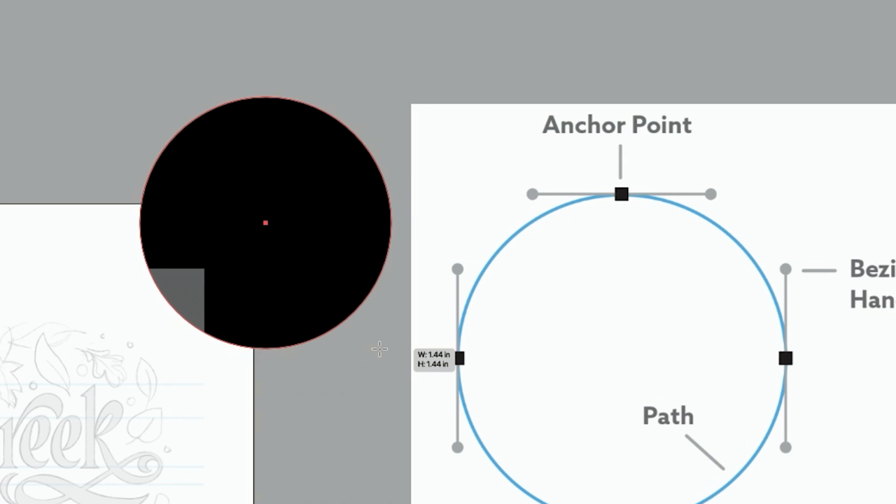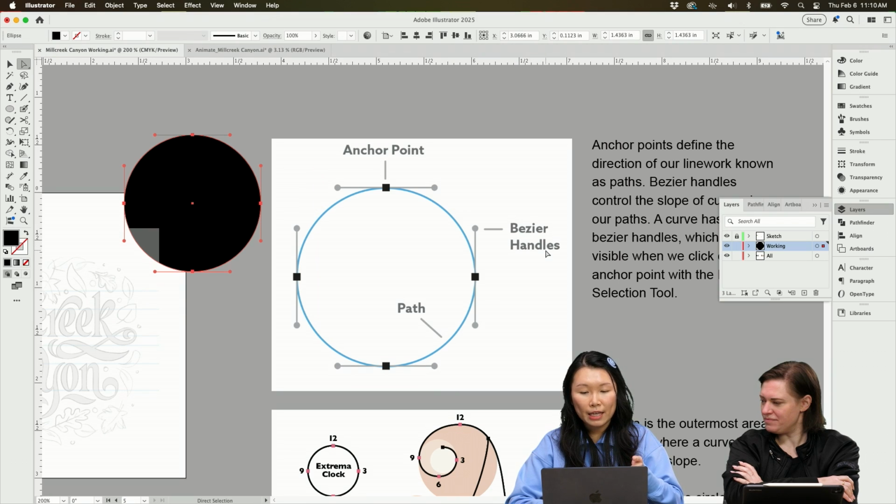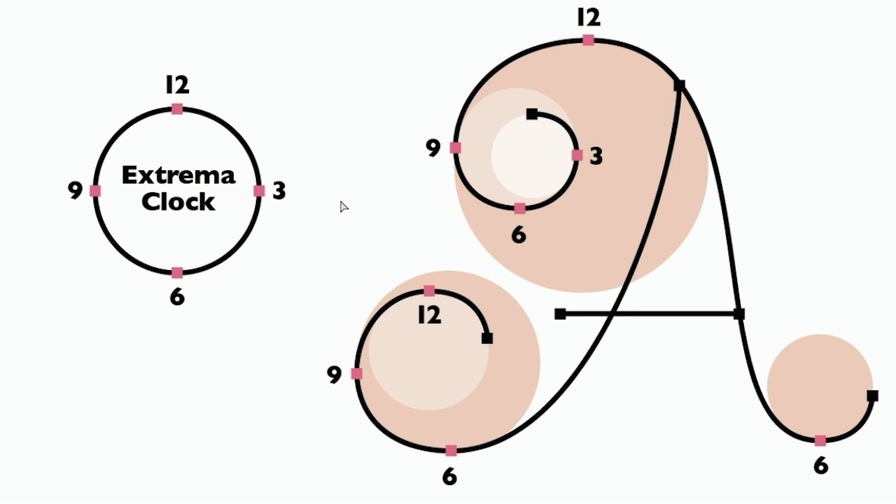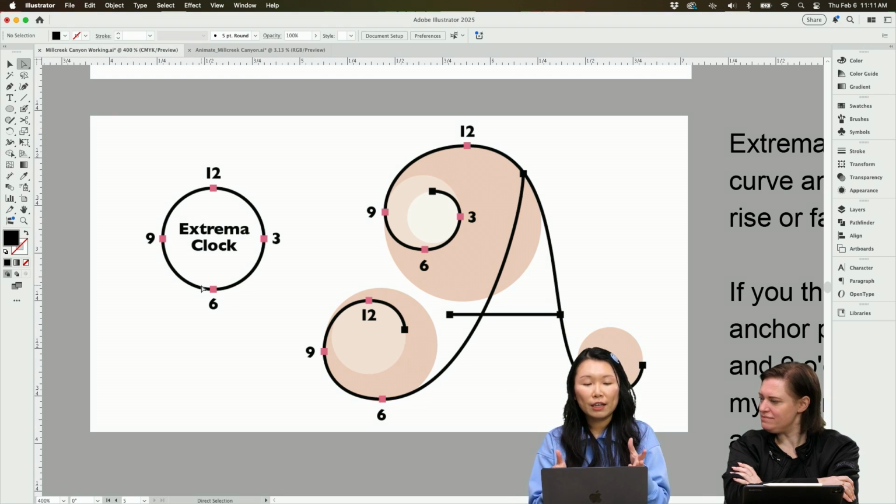With a circle, you can see that there are anchor points here, here, and then the Bezier handles, they control the curves. So how I like to vector is placing anchor points on the extrema. You can kind of imagine it as a clock. So I have an anchor point at 12 o'clock, 3 o'clock, 6 o'clock, 9 o'clock.